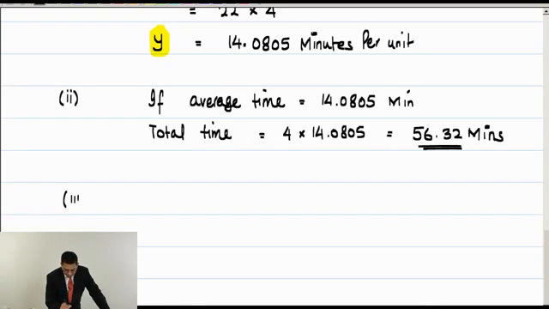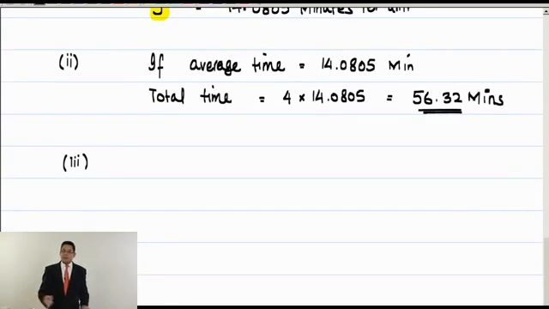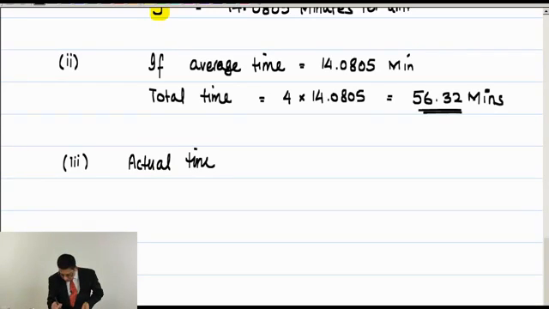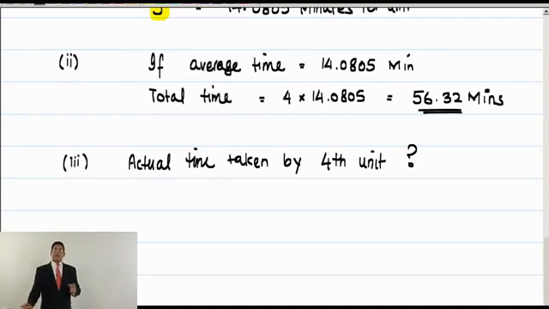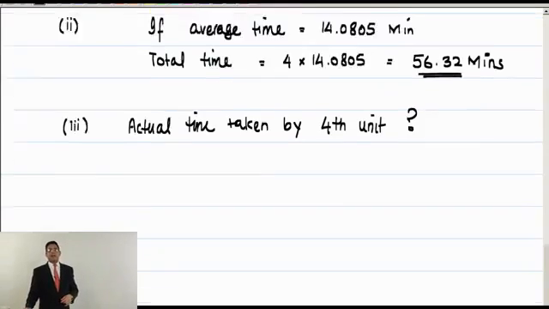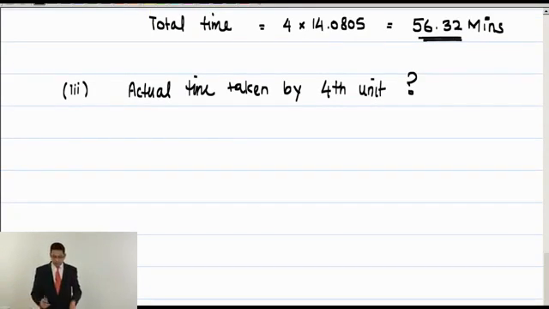Now here is more interesting stuff. In requirement 3, we are asked to calculate the actual time taken by the 4th unit. They are not asking us to calculate the time taken by 4 units, but they are asking us, when we produced unit number 1, unit number 2, unit number 3 and unit number 4, how long it took to produce the 4th unit alone. This is the way we apply the formula for the time of a specific unit. There are 3 steps. Let me write them down and then we will look into the calculation as well, which is very simple.